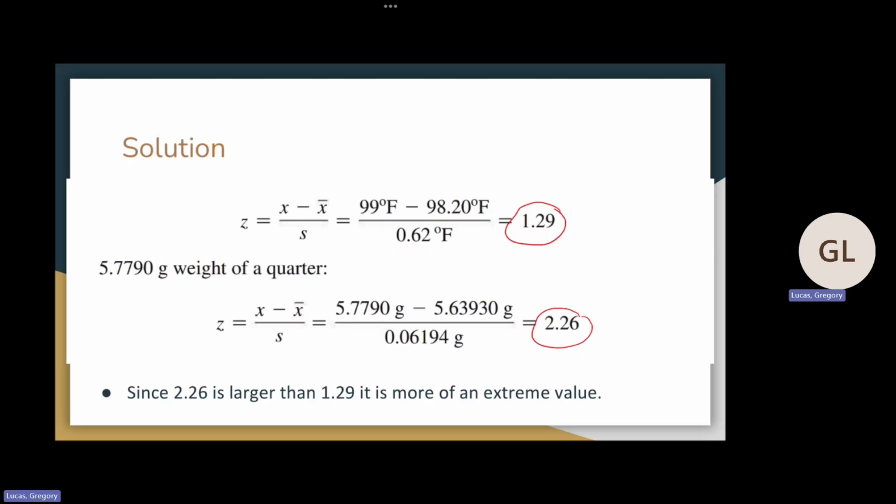These are both positive, so it's easy to see which one's further away from the mean. So since 2.26 is larger than 1.29, it is more of an extreme value. So let's say it was negative 2.26. Say we break this out and we get negative 2.26 as our z-score. It still would be more of an extreme value because it's still further away from the mean, even though it's negative. It's easier to see if they're both positive because 2 is bigger than 1, so it's going to be the more extreme value. But it is the absolute value of the numbers anyways.